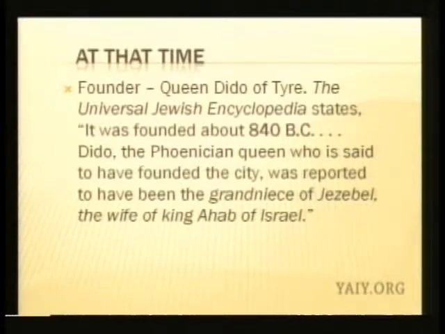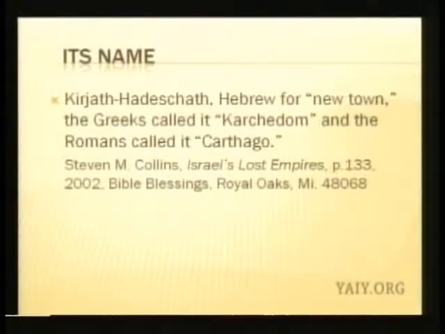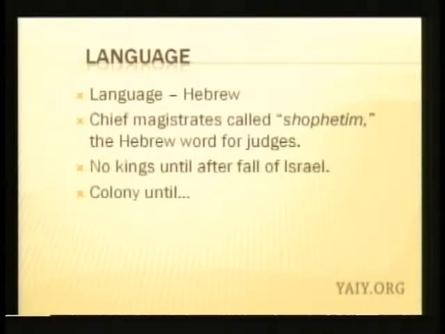It was founded about 840 BC, and she is said to have founded that city, and she's reported to have been the grandniece of Jezebel, the wife of King Ahab of Israel. Its Hebrew name literally means new town. The Greeks called it Carthagon, and the Romans Carthago, so we can see how it then developed on into Carthage of today. Their language there in Carthage was Hebrew.